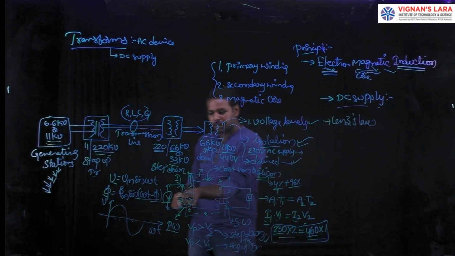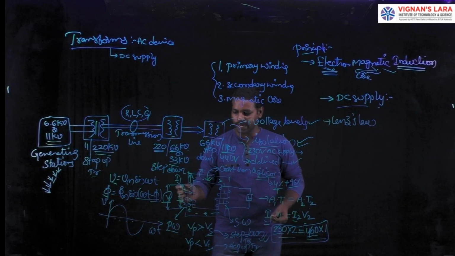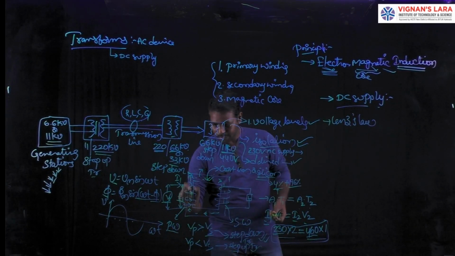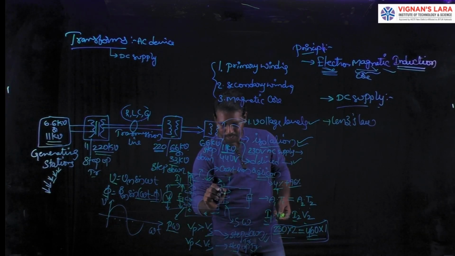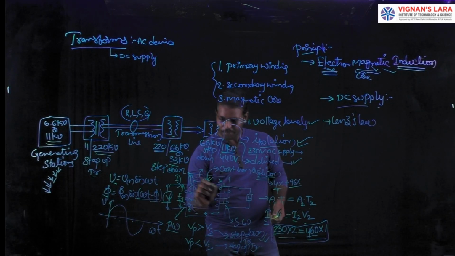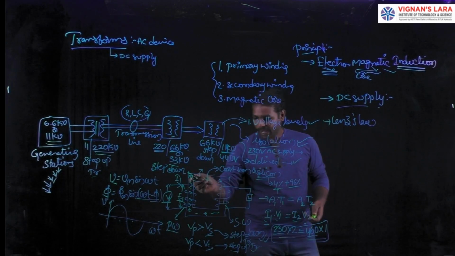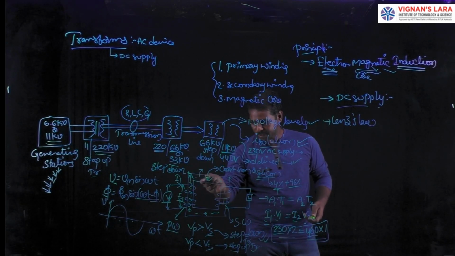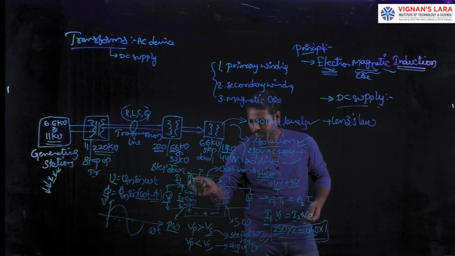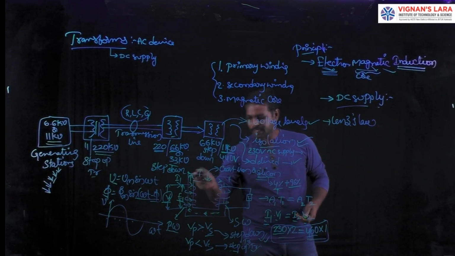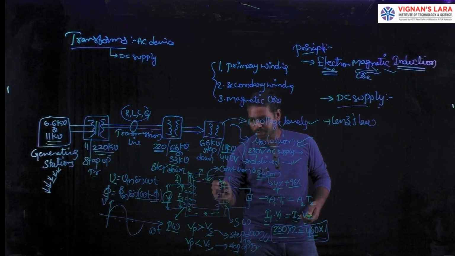So E1 always opposes the supply voltage. Next, flux is generated in the primary winding, which passes through the secondary winding via the magnetic core. The flux path is always provided by the magnetic core, so the flux circulates in this fashion and always passes through the secondary winding.